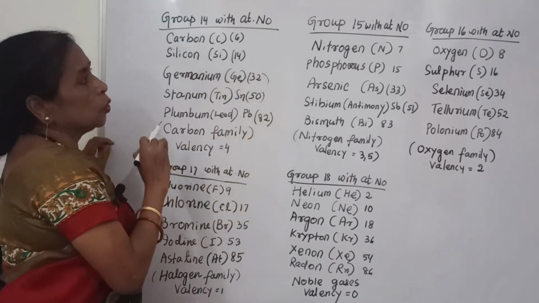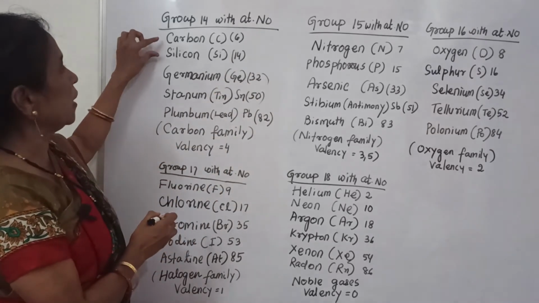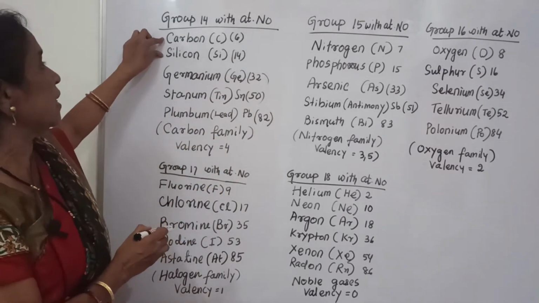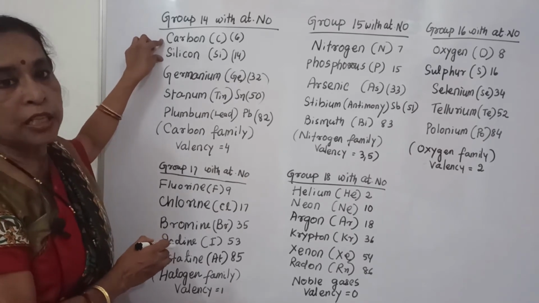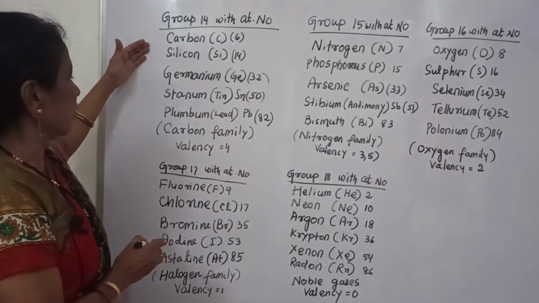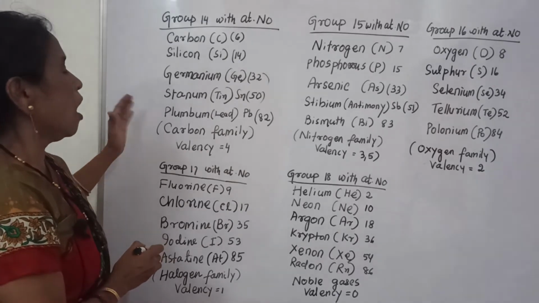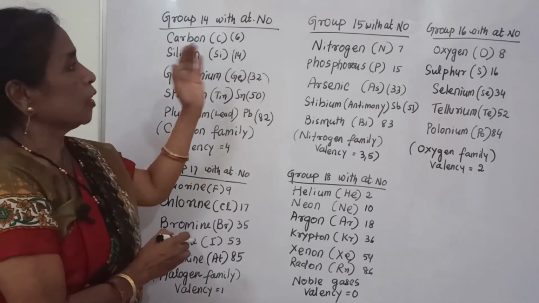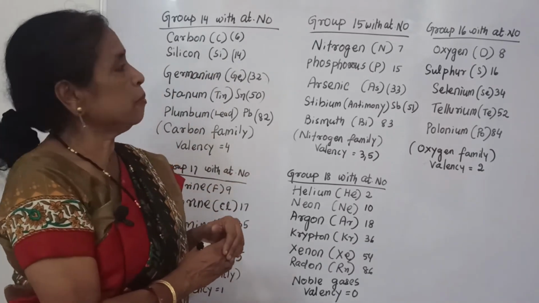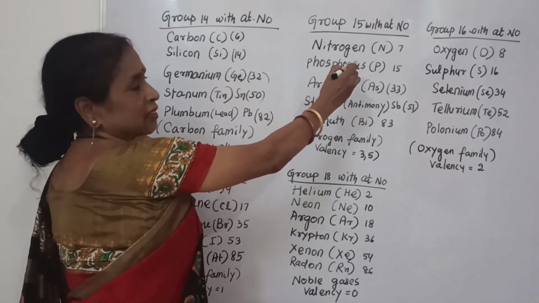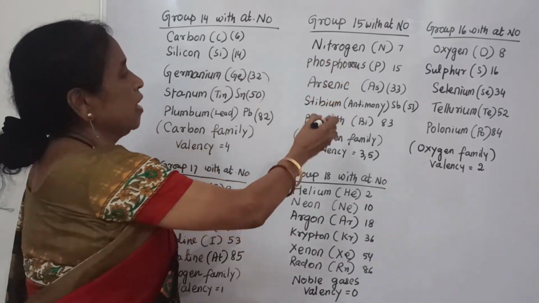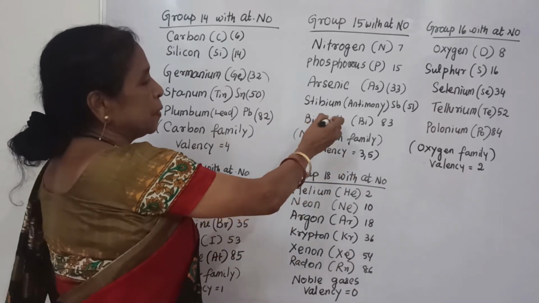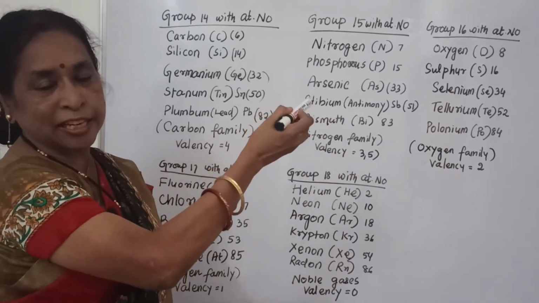Now come to group 15. In group 15, these 4 elements, that is carbon and silicon, you should remember, and gradually slowly you remember up to plumbum also. And group 15 with atomic number. Nitrogen, N, 7, phosphorus 15, arsenic 33, stibium, in English antimony.